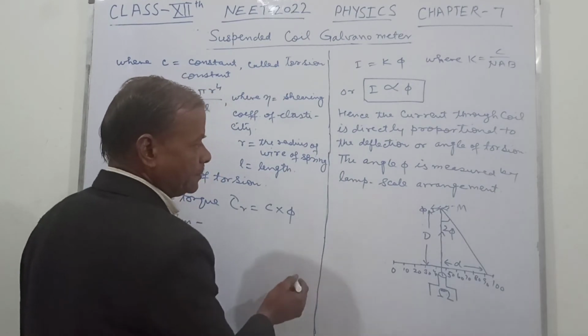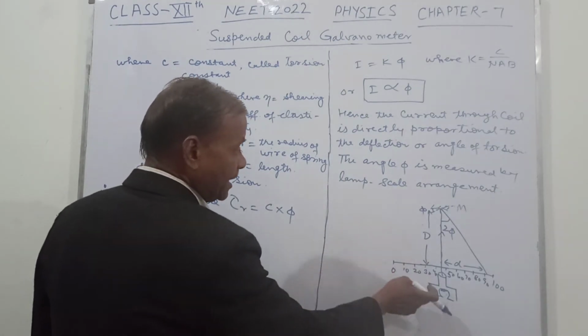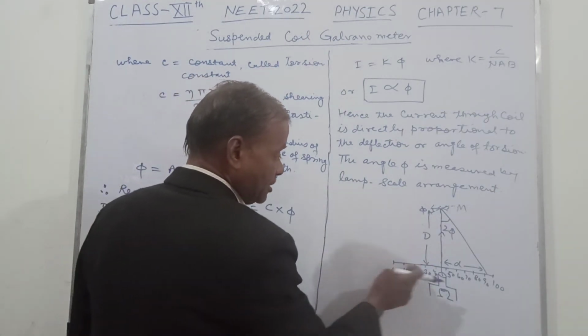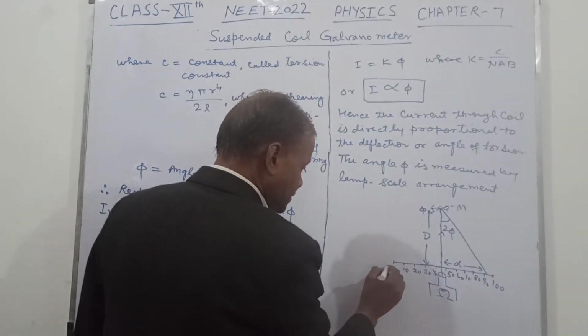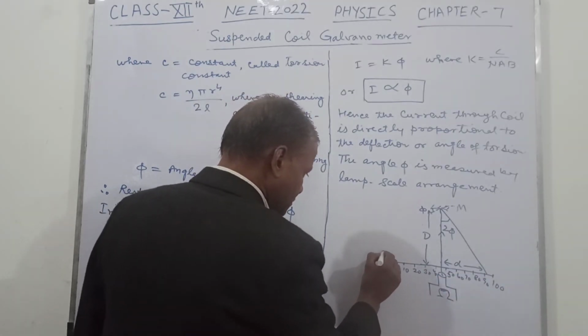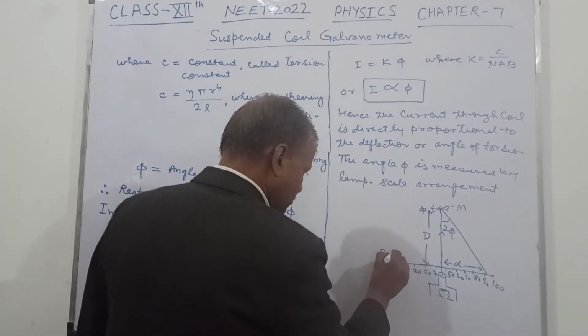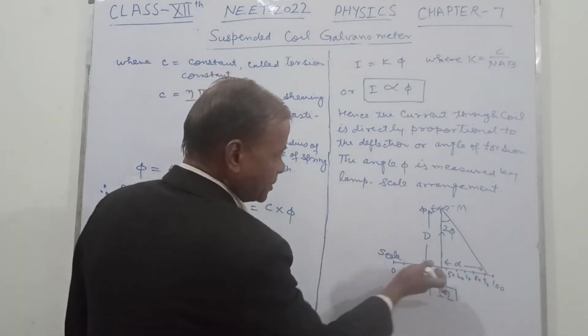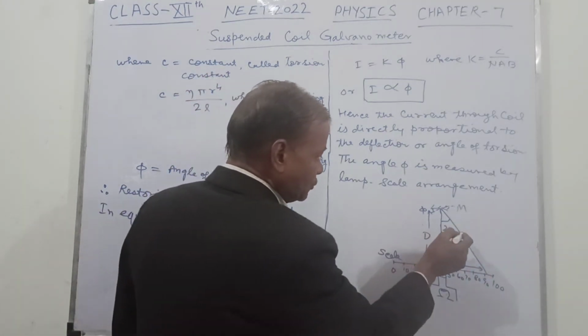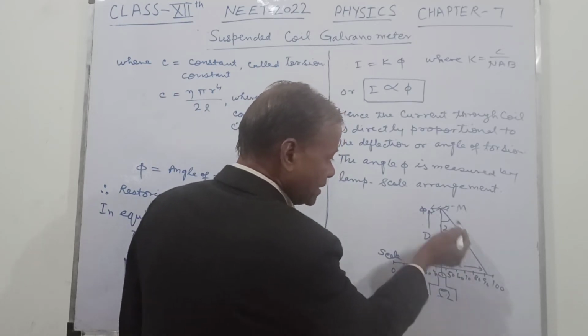So what we have is the lamp and scale arrangement. This is now the lamp, this is now the scale. The deflection may be on this side also. This is the reflected light ray.